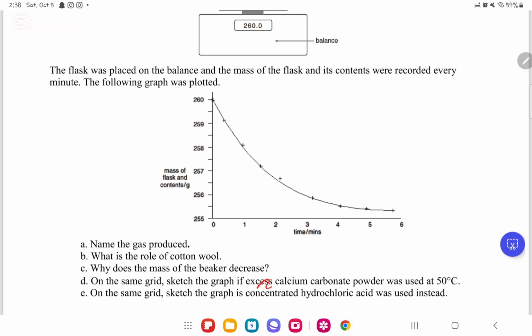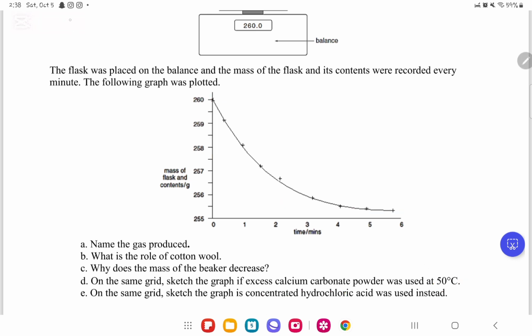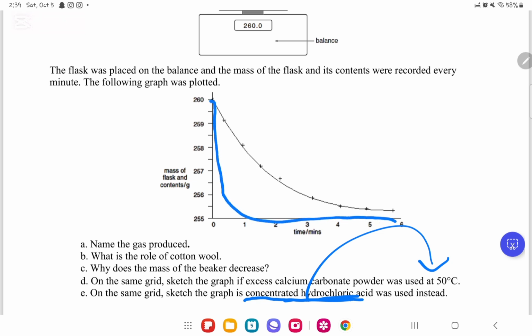On the same grid, sketch the graph if excess calcium carbonate powder was used at 50 degrees Celsius. We didn't use the limiting, so the slope will only change and not the plateau, so it will look something like this. Okay? Then, for part E, it says on the same grid, sketch the graph if concentrated hydrochloric acid was used instead at 50 degrees. So definitely the slope and the plateau will change, so it will look something like this.